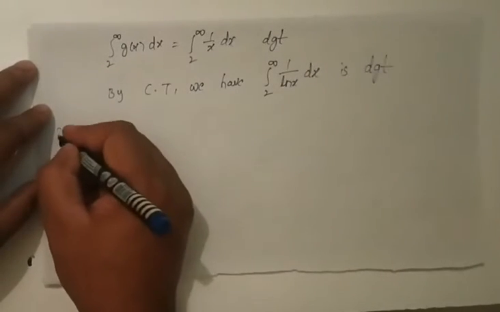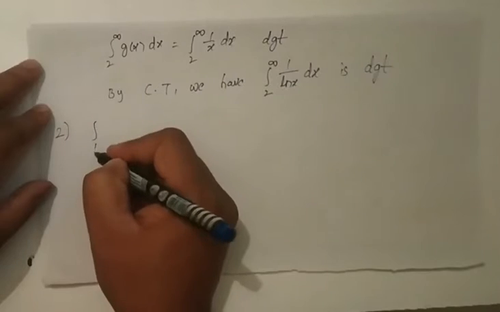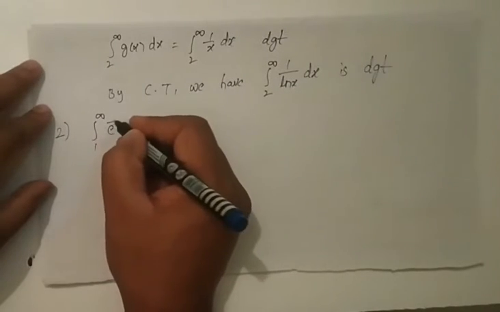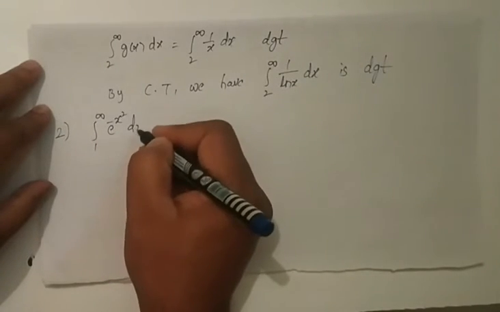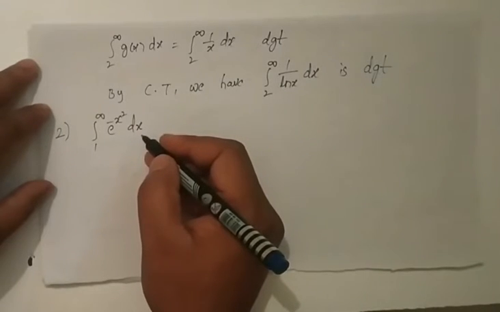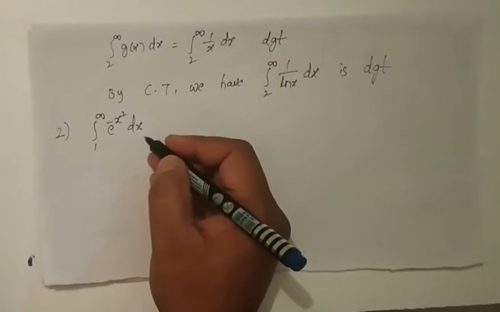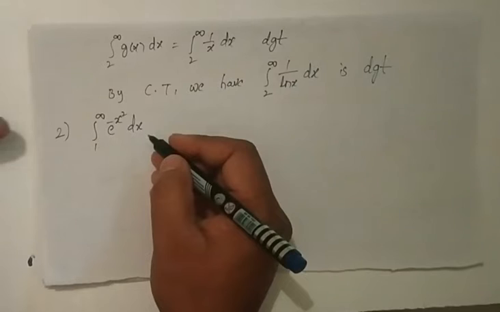Next, write down the second problem: the integral from 1 to infinity of e power minus x square dx.